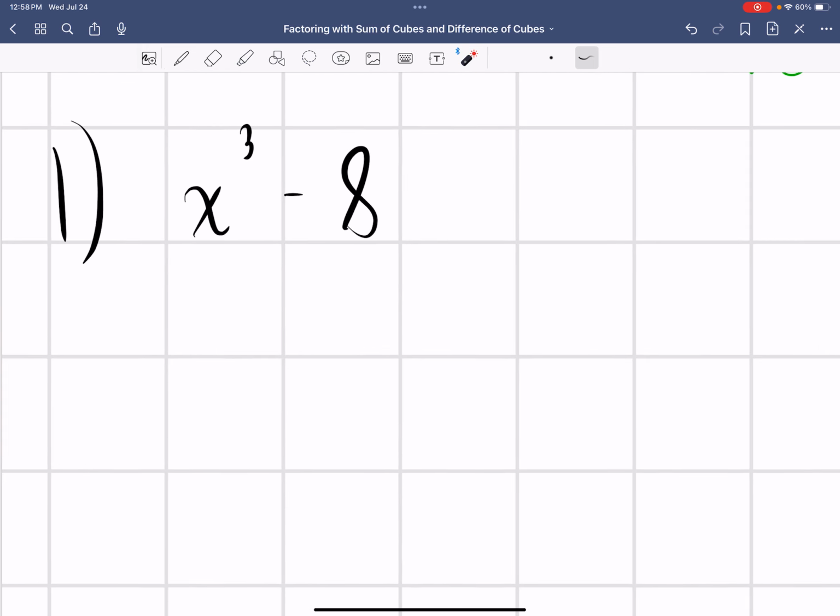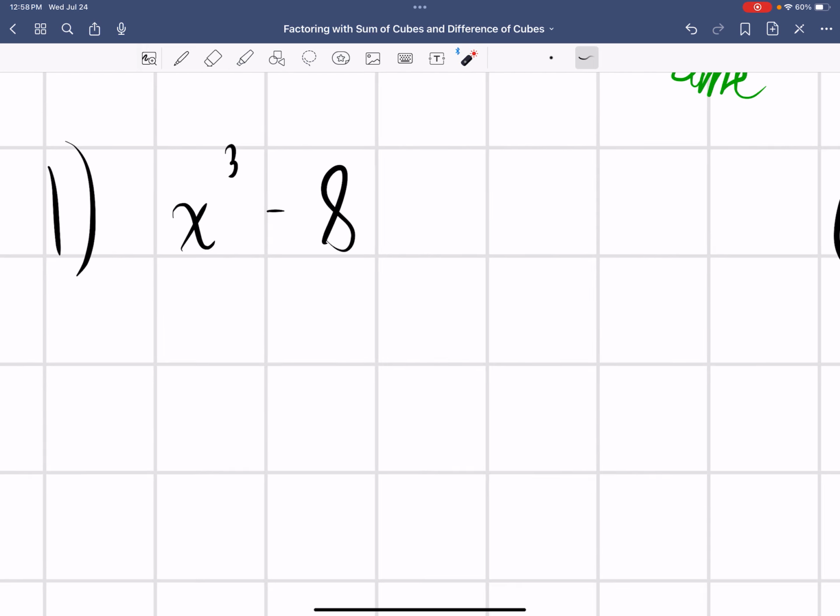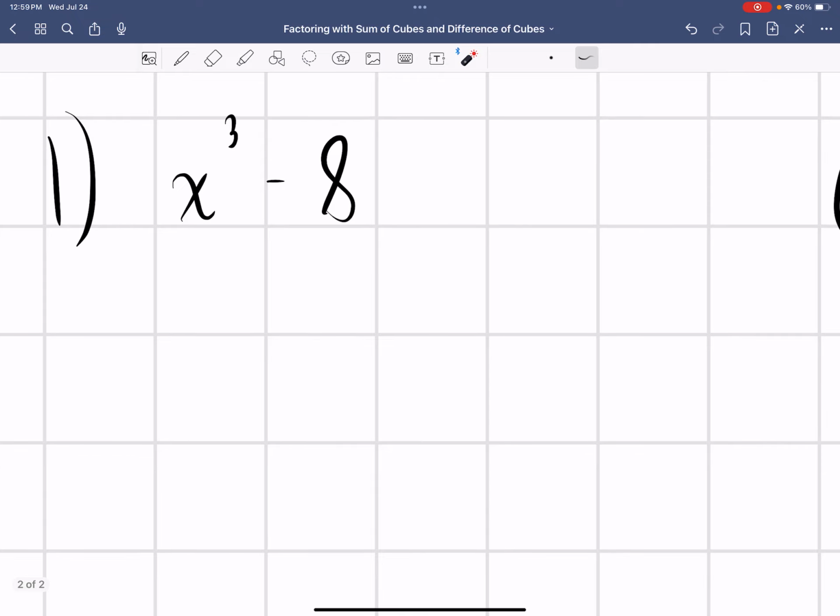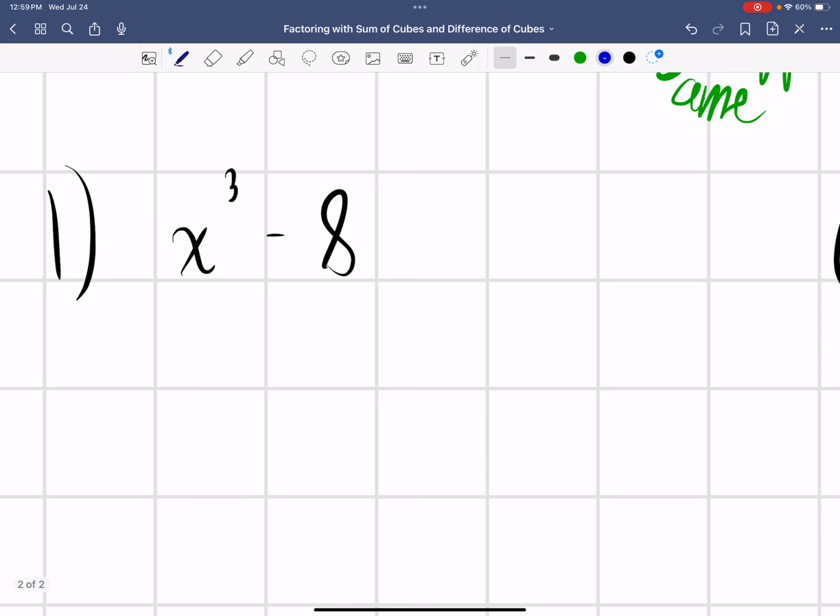So the first example here, we see we have x cubed minus 8. So one thing I like to do when factoring these is I say really briefly, what cubed is x cubed? What do I need to cube to get that first term? Well, that's going to be x, obviously. And what cubed gives me the second term, 8? Well, that's going to be 2. And so by doing that, you've identified what a and b are. So when we use our pattern, it'll be really easy to just plug those things in for a and b.